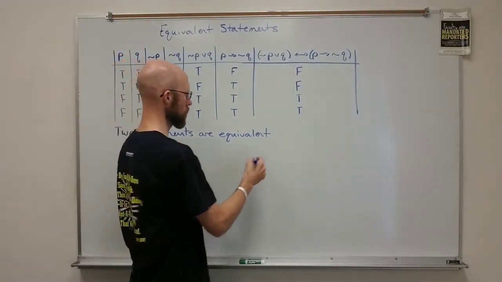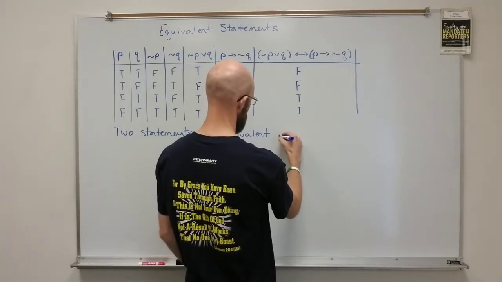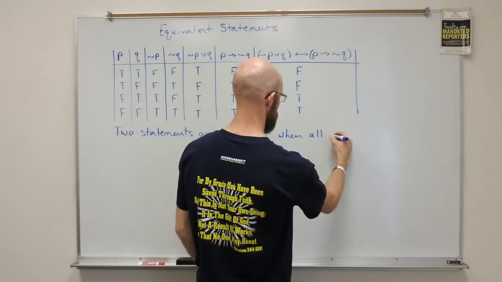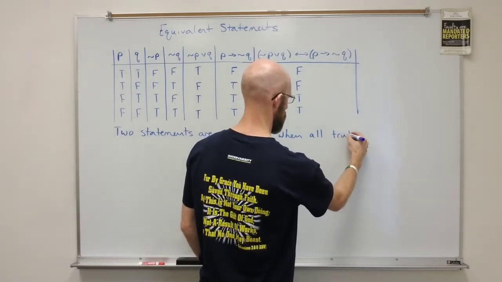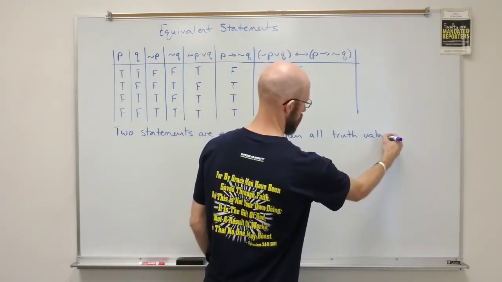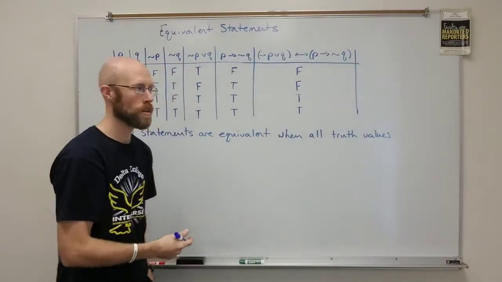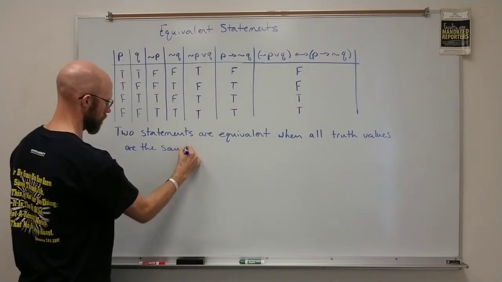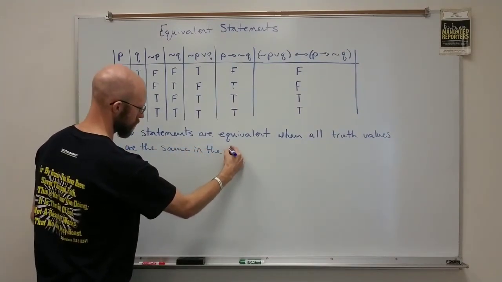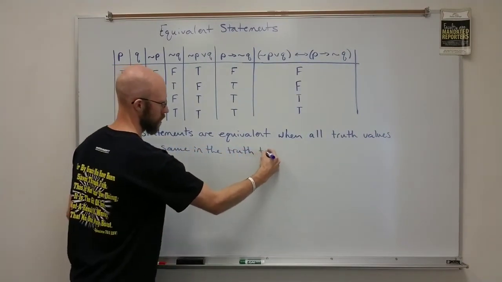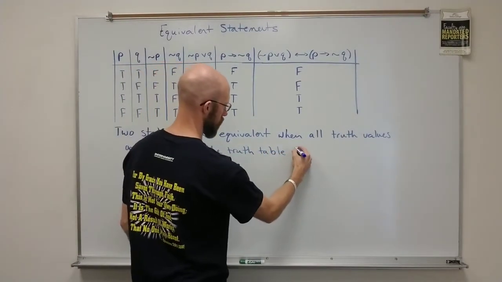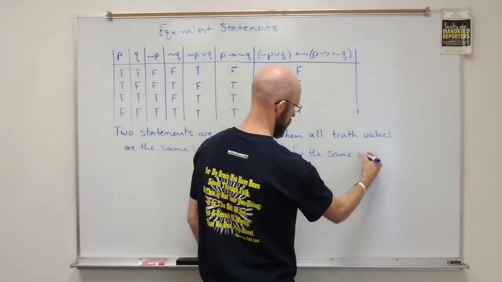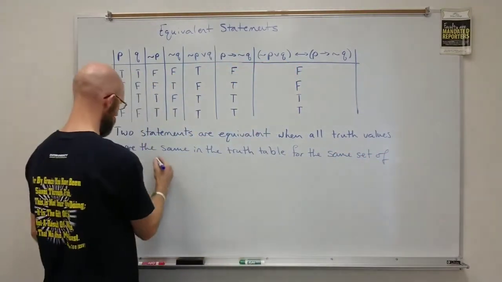Two statements are equivalent when all truth values, that could be T or F, are the same in the truth table for the same set of simple statements.